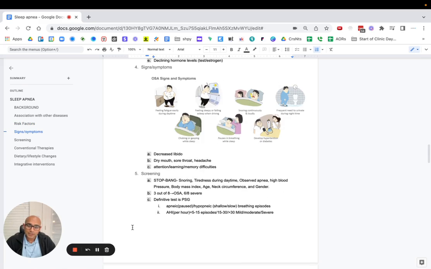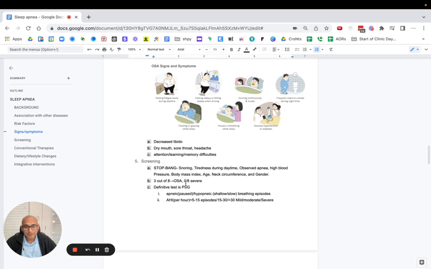Okay, so there's a screening tool called STOP-BANG that's very useful in assessing if someone has obstructive sleep apnea. STOP-BANG is an acronym that stands for snoring or presence of snoring, tiredness during the daytime, observed apnea, which a partner would notice, high blood pressure greater than 140/90, body mass index greater than 35, age greater than 50, neck circumference greater than 16 inches, and gender male. If you're male and you have 3 out of these 8 criteria, you're likely going to have some form of sleep apnea. 6 out of 8 is likely to be severe.